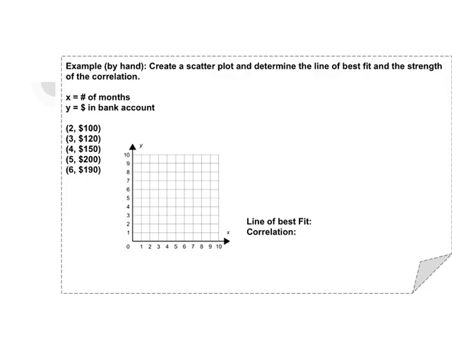So if you see, the example is by hand. So we're going to create a scatter plot and determine the line of best fit and the strength of that correlation. So the correlation was our previous set of notes. So for our x, that equals the number of months. So this is identifying what our x and y's represent. So x is our number of months, and then our y is the money that is actually in our bank account. So money in account.